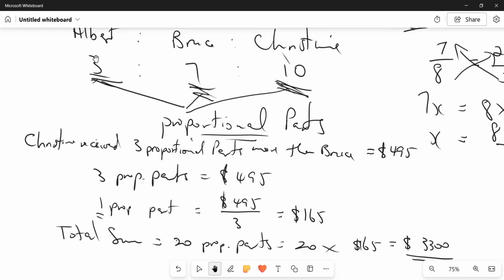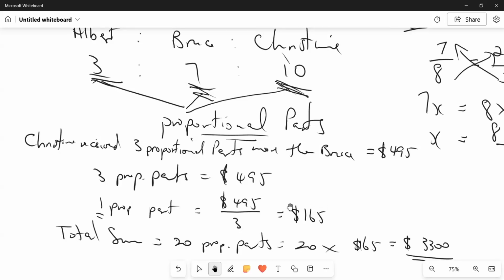In this one, you could already know how much Albert got because they said three proportional parts is 495. But to know how much Bruce gets and how much Christine gets, you'd have to multiply the one proportional part by 7 and then by 10. But they didn't ask you that. They asked you what was the total sum shared.